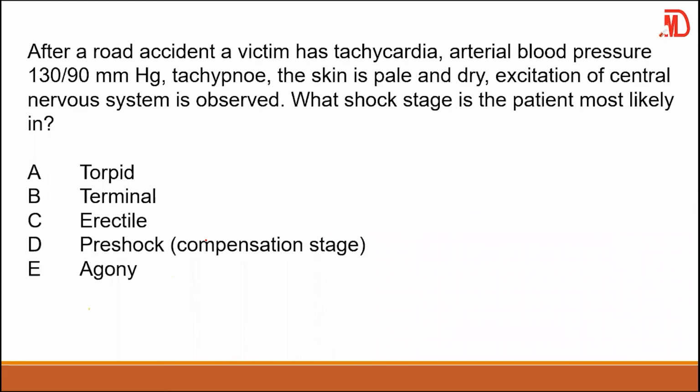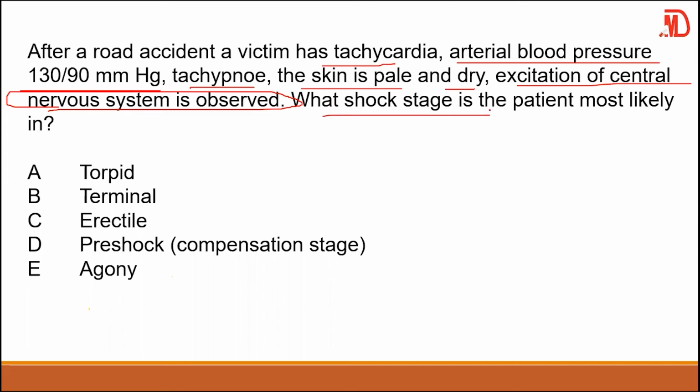After a road traffic accident, a victim has tachycardia. Arterial blood pressure is 130/90. Tachypnea. The skin is pale and dry. The central nervous system is excited. Guys, we talked about it. What shock stage is the patient most likely in? I said that when Faustina touches me, oh man, what happens to me? My brain starts getting what?